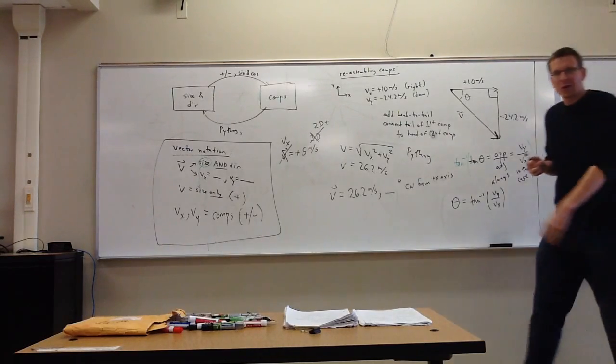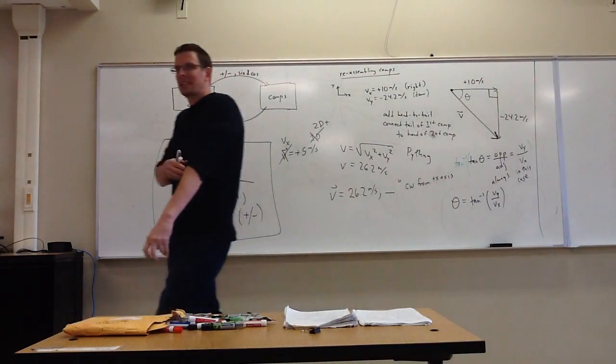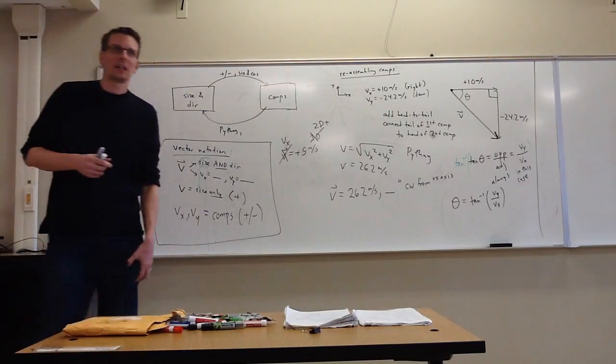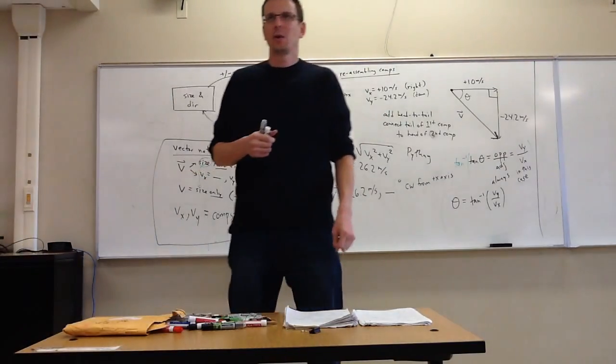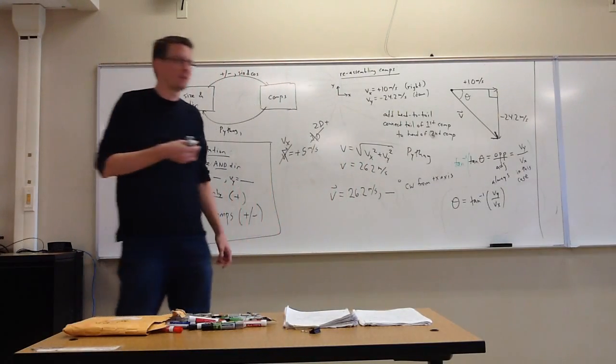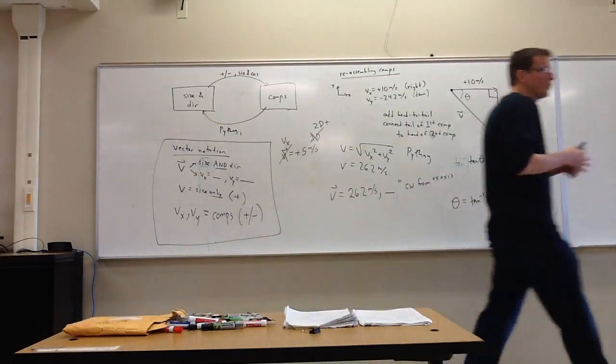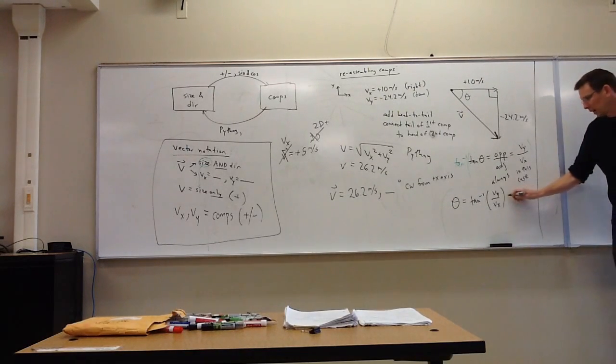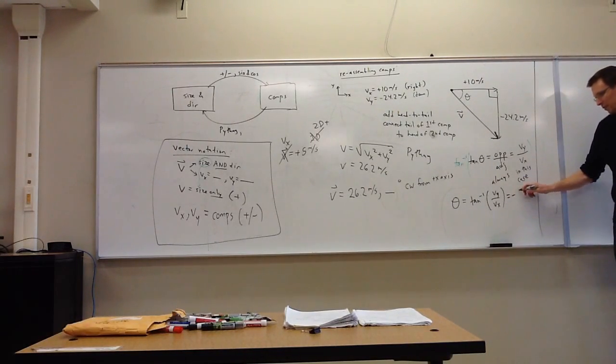You want to make sure your calculator is in degree mode if you are expecting an answer in degrees. If your calculator is in radians mode, you will get the answer in radians or in terms of pi. You should probably be aware what mode your calculator is in. If you do this, your calculator will report to you that the answer is minus 67.5 degrees.